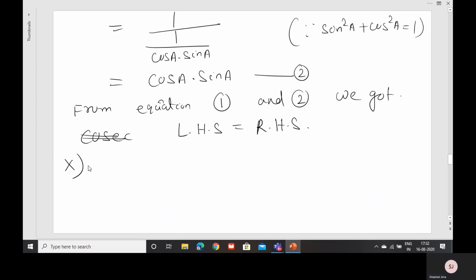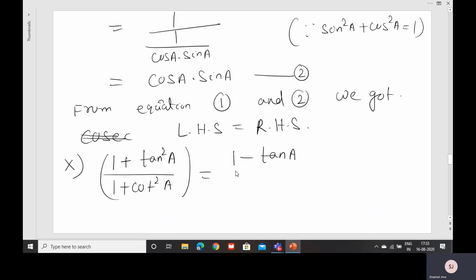Now 10th question. We have to prove that (1 plus tan square A) divided by (1 plus cot square A) is equal to (1 minus tan A divided by 1 minus cot A) whole square is equal to tan square A. So from LHS you will start to reach at RHS.